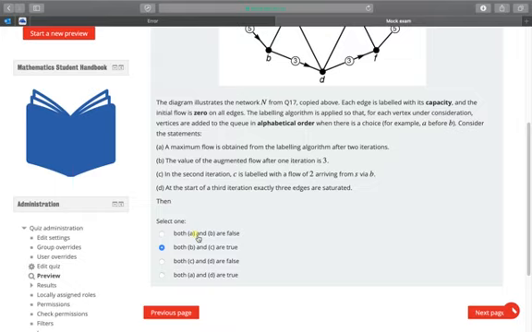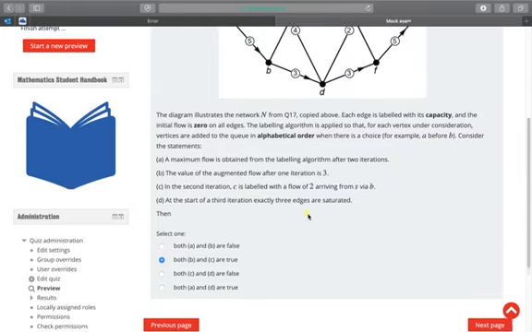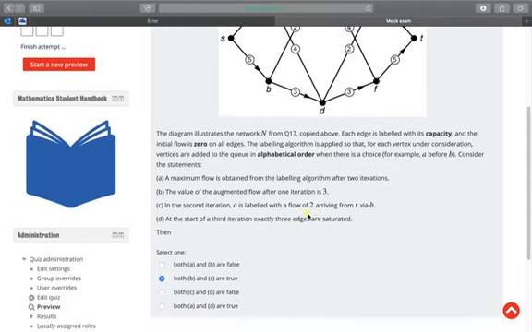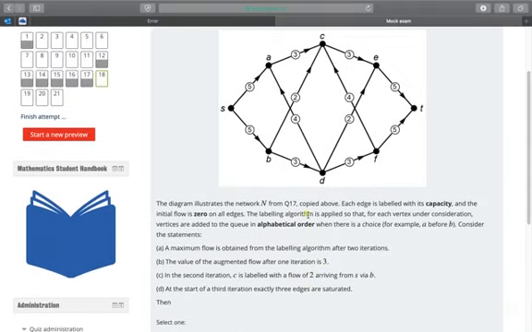B was true, so the first one is incorrect. C and D are false. No, because C is true. A and D are true. No, because A and D are actually both false. So that's confirmed that there's only one correct answer. That's really what I was trying to check. 2 true and 2 false.